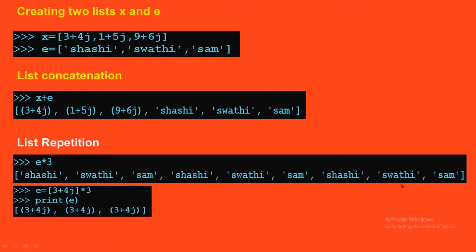In the same way, you can also mention a list with a particular element, and then say the number of times it has to be repeated. Here we have mentioned a list which contains a single complex element, and we are repeating it by using star 3, which means 3+4j is repeated 3 times here.